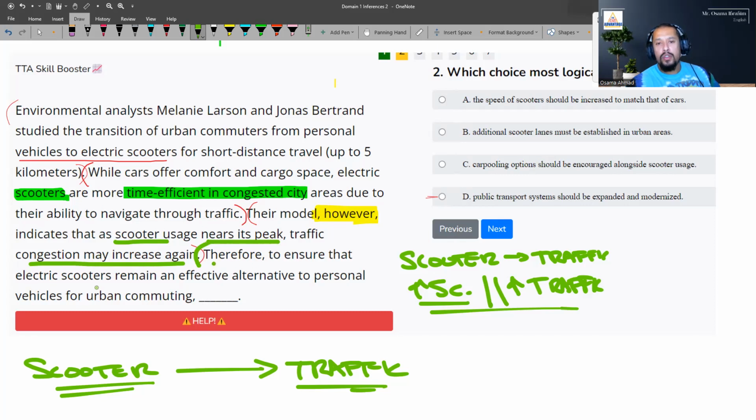So let's read this last sentence. Therefore, to ensure that electric scooters remain an effective alternative to personal vehicles for urban commuting, what can we logically conclude? You told me public transport systems should be expanded and modernized. Unfortunately, this doesn't, number one, answer D. Although it could be true, it has no support in the text. There's no mention of public transport. So answer D is off topic, or it's irrelevant to the discussion here. Remember, a logical conclusion is not only based on what's logical, it's also based on support from the text. Okay, it has to be related to the discussion.